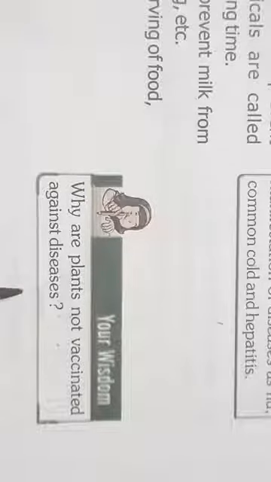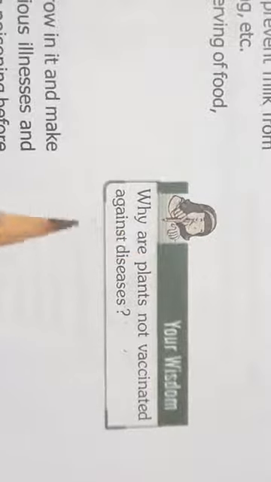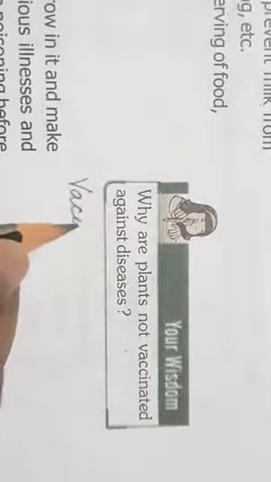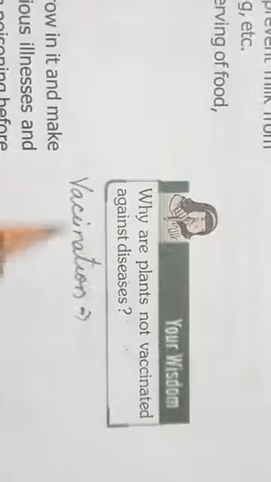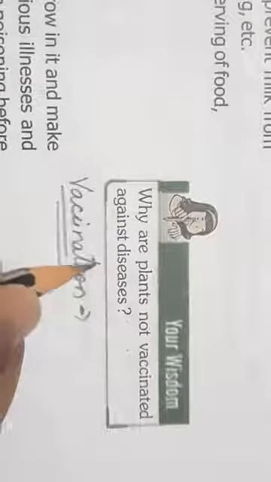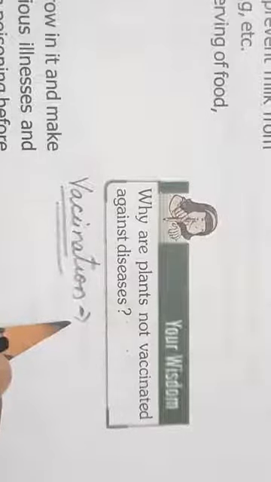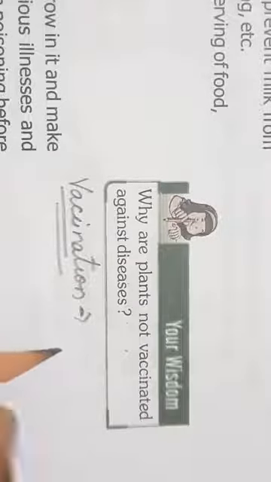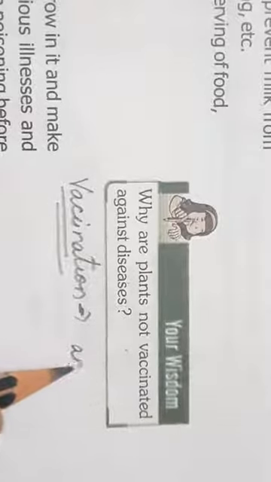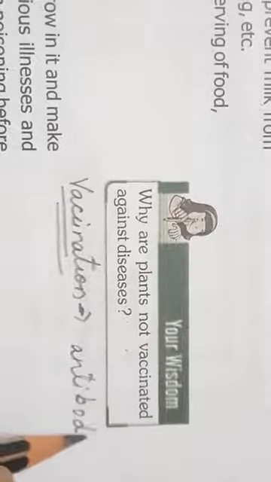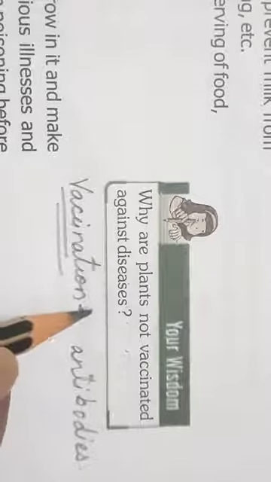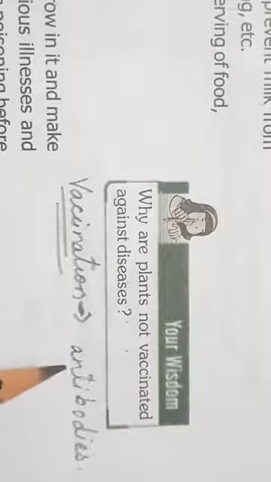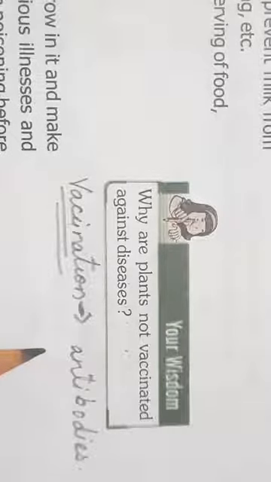Actually, do you know what happens in vaccination? When you are getting a vaccination, our body or the immunity system starts producing antibodies. The number of antibodies produced slowly increases. And then the next time we get any kind of disease, our antibodies will recognize that disease.